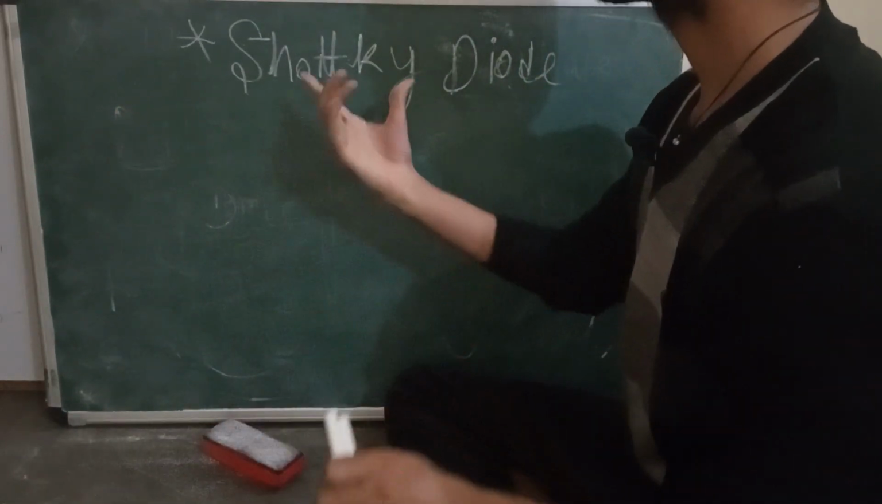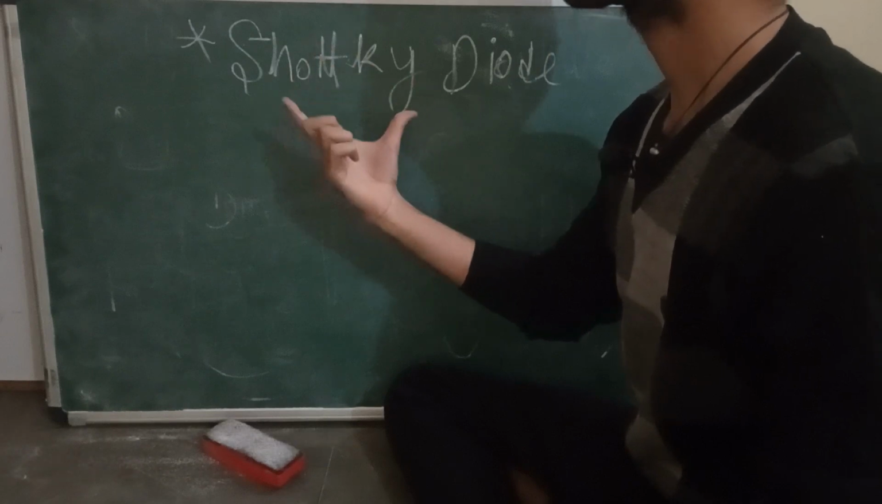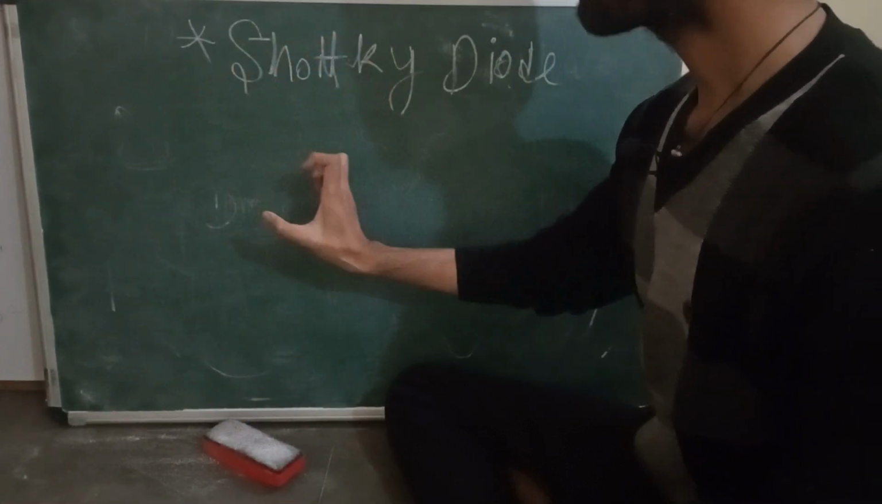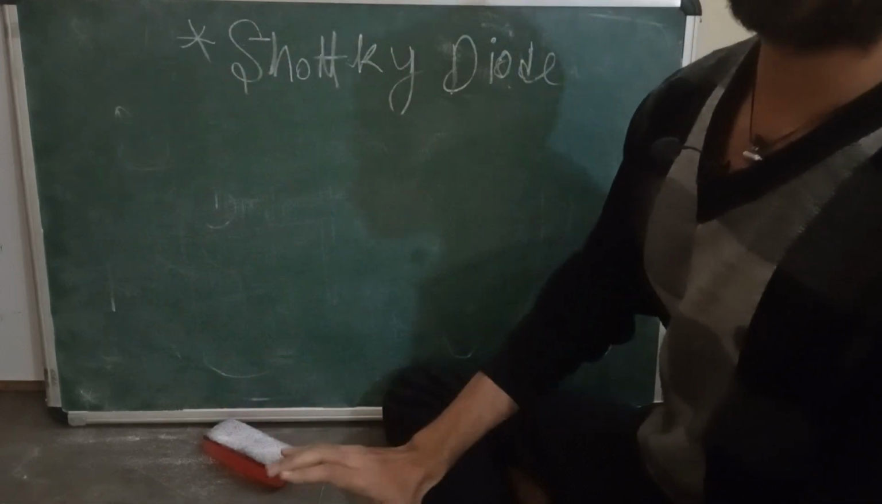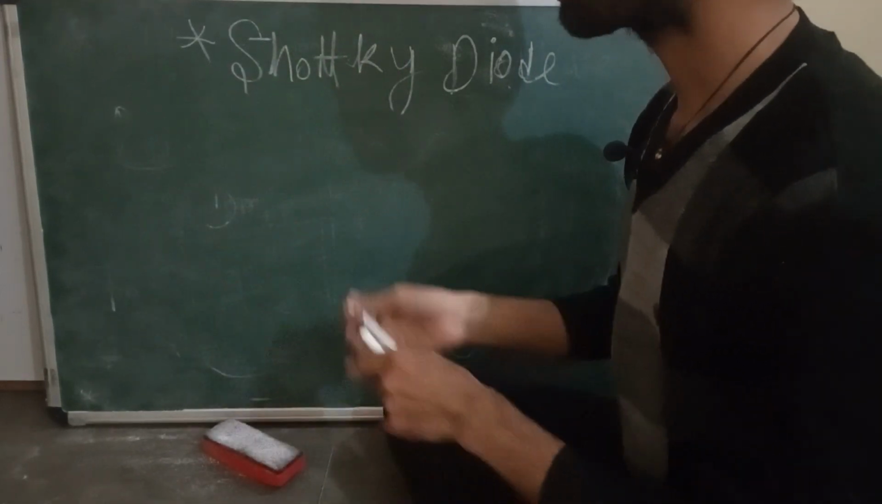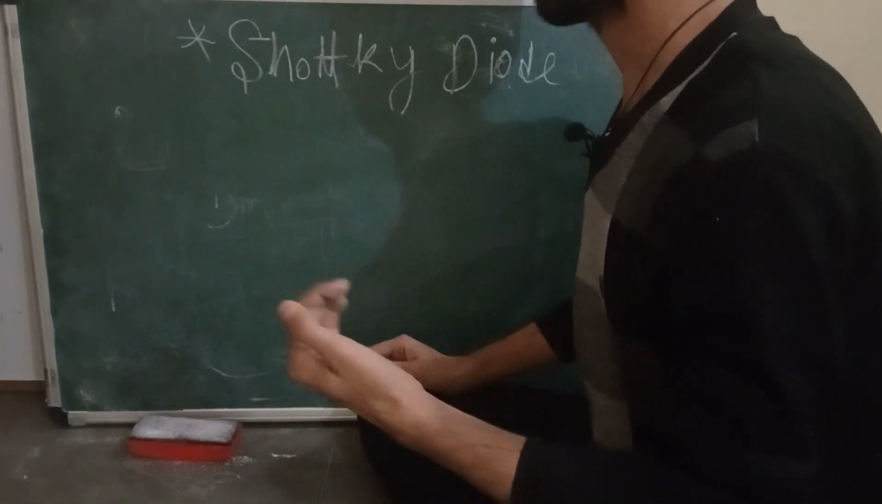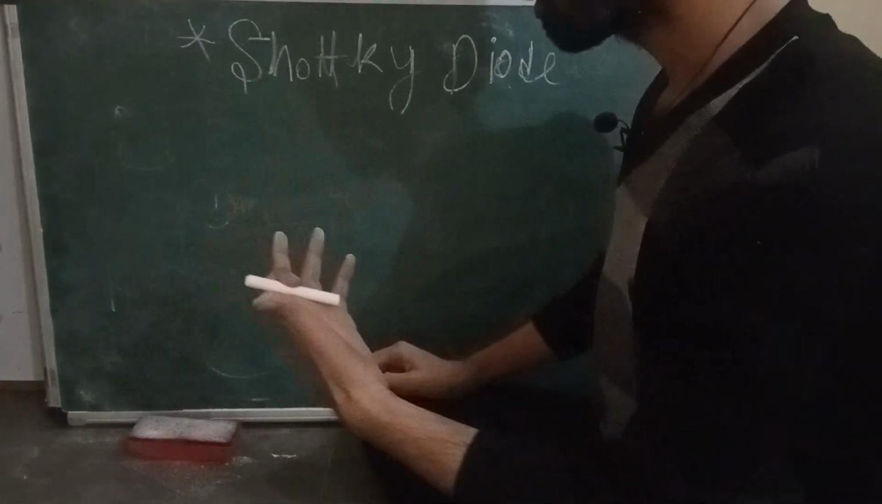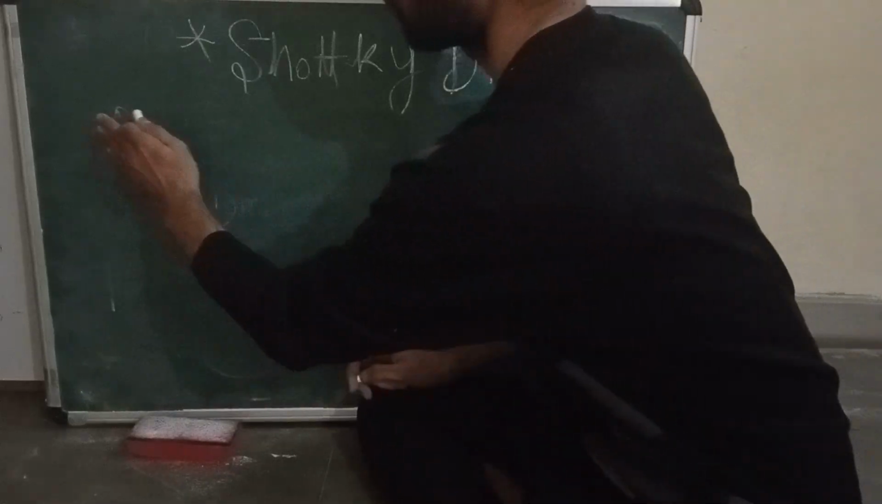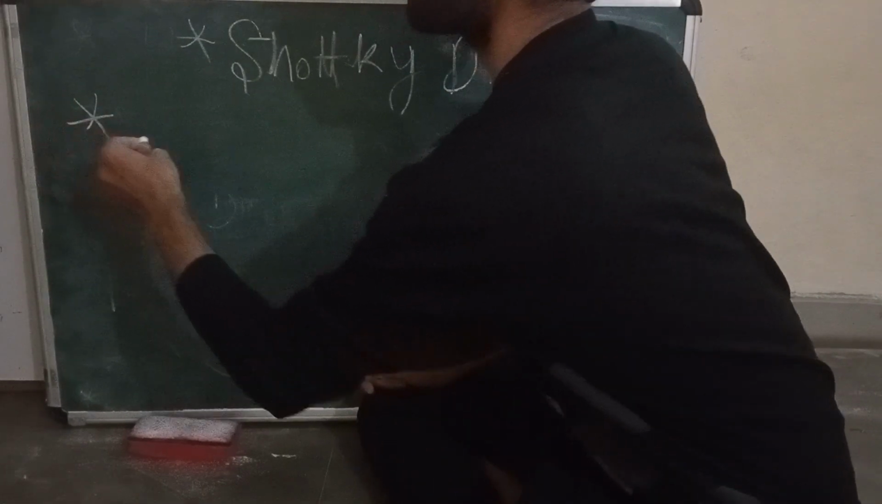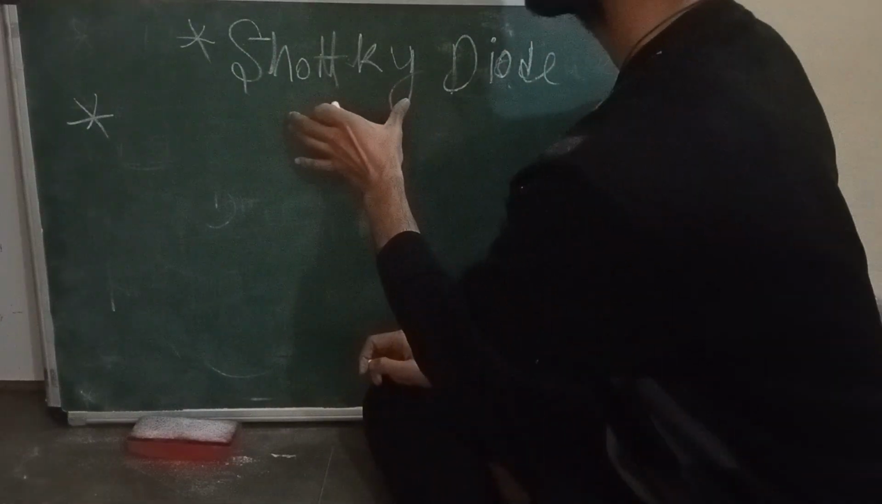So the Schottky diode is mainly used for high speed switching and for rectification of high frequency signals like radio frequency signals. Then the question will come, how can we rectify? So now see how we can achieve these advantages through the Schottky diode.